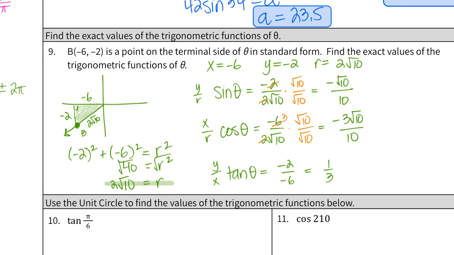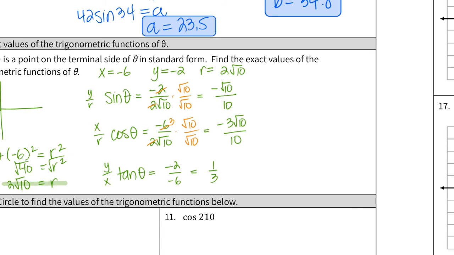Okay, so those are the main three, but I also want to do the other 3. So that means that we need to do cosecant, secant, and cotangent. The good thing is that it's the reciprocal, so it's a lot faster. So I'm going to take this first one, and if I were to flip it over, those two still cancel out. So it's going to leave me with negative square root of 10. So that's cosecant. For secant, same thing. I'm going to take my original, flip it over, and this gets me negative square root of 10 over 3. And then for cotangent, 1/3 when you flip it over is just 3.